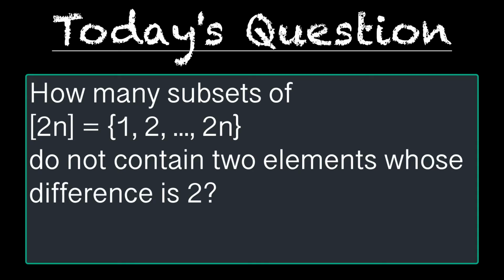The question we're working on today is, how many subsets of the numbers 1 through 2n do not contain two elements whose difference is 2?